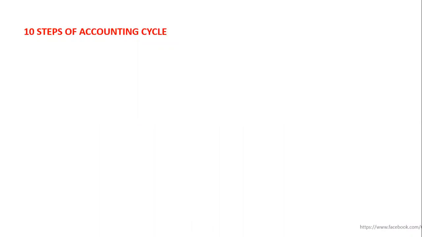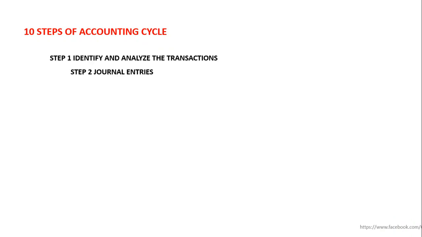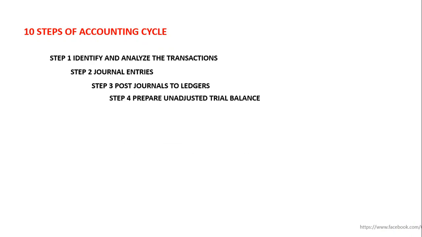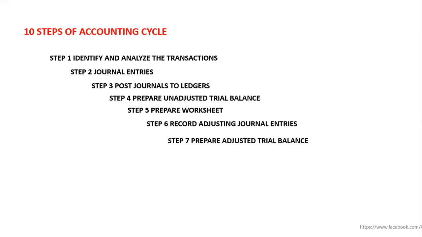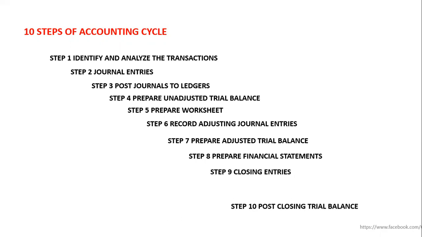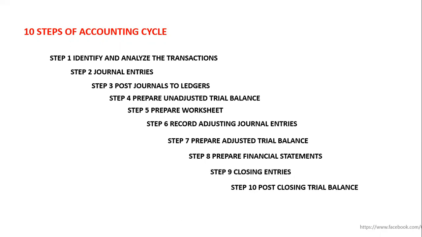Okay, let's move on. So I will give you the 10 steps of accounting cycle. And like what I have said, I will focus on the first 3 steps. So step 1, identify and analyze the transactions. Step 2, journal entries. Step 3, post journals to ledgers. Step 4, prepare the unadjusted trial balance. Prepare the worksheet. Record adjusting journal entries. Prepare adjusted trial balance. Prepare financial statements, closing entries, post-closing trial balance.